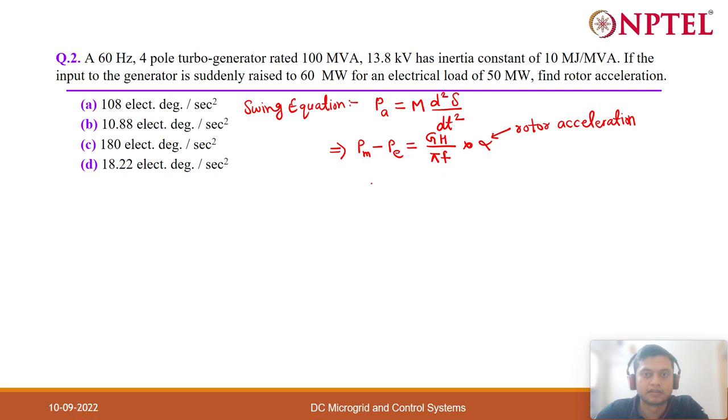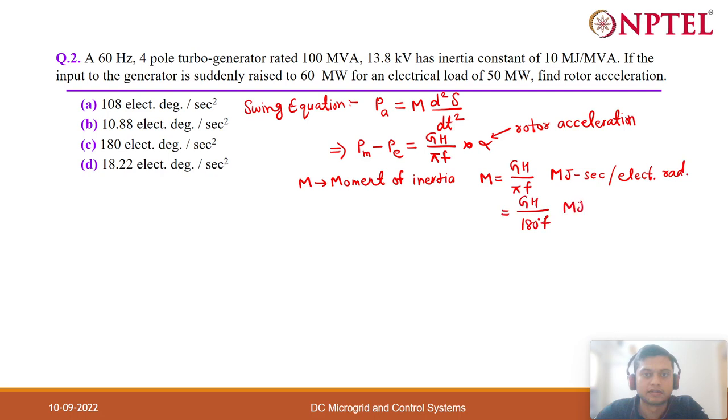So if you see, M is the moment of inertia. If you write M as GH divided by pi f, then its unit will be megajoule second per electrical radian. And if you write it as GH in the degree form, then its unit will be megajoule second per electrical degree. In the solution, all the answers are in the form of electrical degrees.